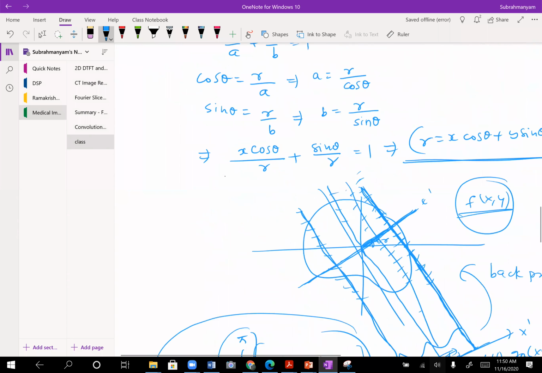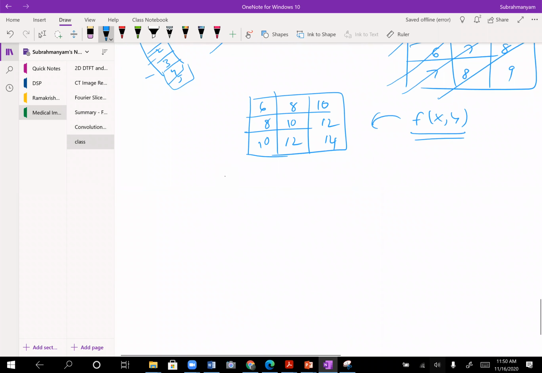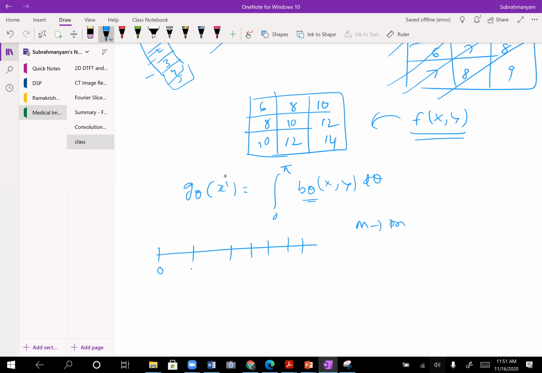If you want, I would just quickly write it here. So g theta of x dash, you have it from 0 to pi, and you have some b theta of xy d theta. Now you are taking these projections only at, let's say, regular intervals starting at theta equal to 0. Maybe you are taking some m projections. If you are taking m projections, the distance between each projection is pi by m.